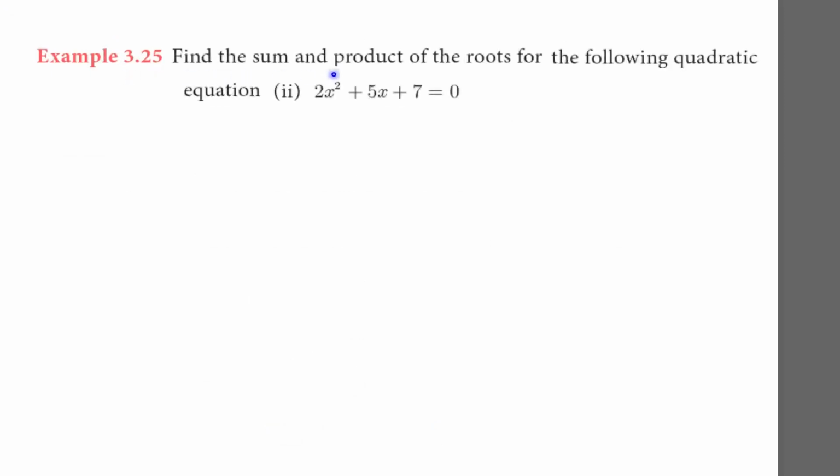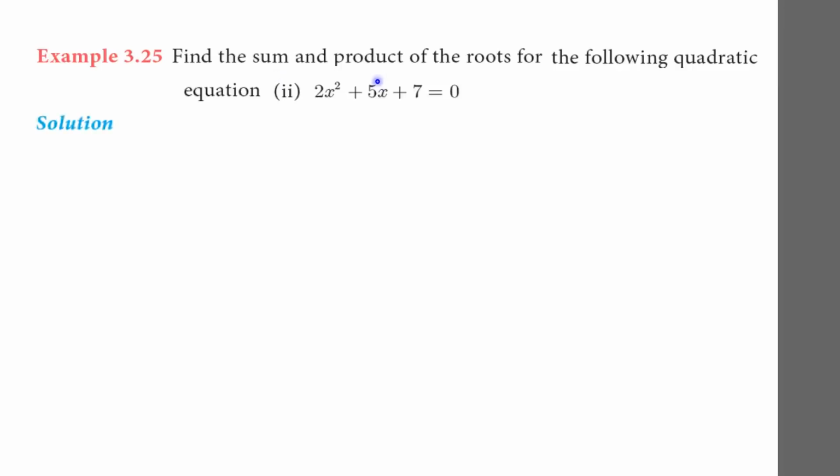Next we are going to see example 25th sum in chapter 3. Find the sum and product of the roots, that is alpha plus beta and alpha beta. We are going to find their values for the following quadratic equation, the second subdivision, that is 2x square plus 5x plus 7 equal to 0. Already we know the formula for the sum of the roots: alpha plus beta equal to minus b by a. And for the product of the roots, alpha beta equal to c by a, isn't it?